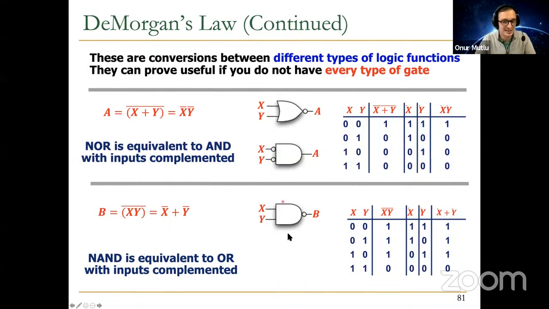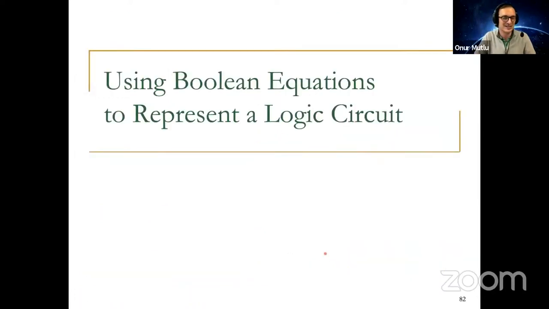As you can see over here, this is our NAND gate, which we have seen many times before. And it's equivalent to this. Inputs complemented and then an OR, right? So you can see that we're pushing bubbles. You push the bubble over here, you complement these, you change the type of gate. So this is basic Boolean algebra from 1847. It's very fundamental, as you can see.